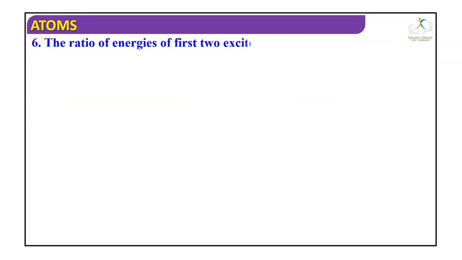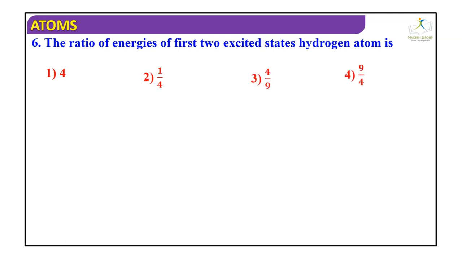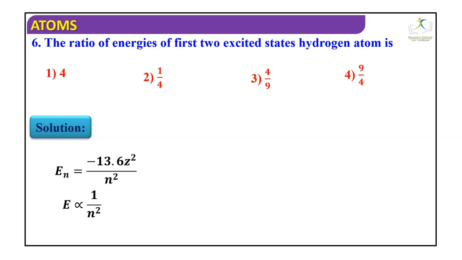Next question: the ratio of energies of the first two excited states of a hydrogen atom is 4, 1 by 4, 4 by 9, or 9 by 4. Students, let's move with the solution part. So En is equal to minus 13.6 Z square by n square. As we can see in this question, we have to consider the first two excited states. E is directly proportional to 1 by n square, and for the first two excited states, that is 9 by 4.